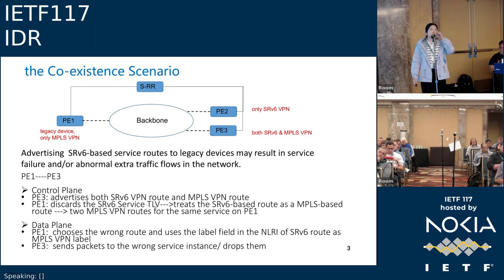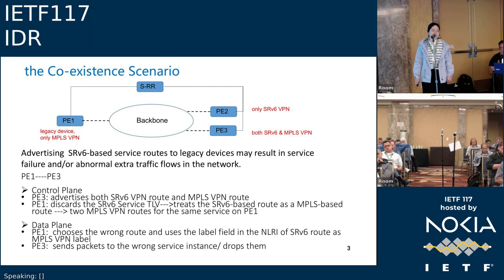And the coexistence scenario is shown in this slide. P1 is a legacy device, and it only supports MPLS VPN. And on P3, both SRv6 and MPLS VPN are configured for the same service. And on the control plane, P3 advertises both the SRv6 VPN route and the MPLS VPN route to P1. And P1, because it's a legacy device, can't recognize the SRv6 service TLV, so it may discard it and treat the SRv6 based route as an MPLS based route.